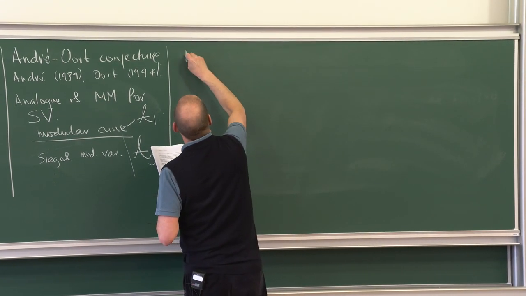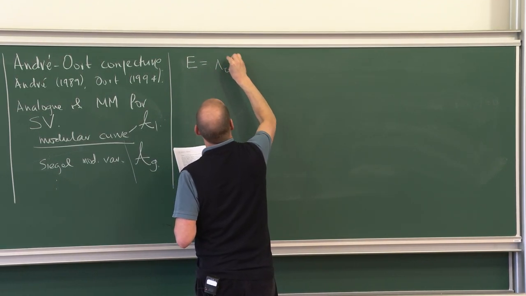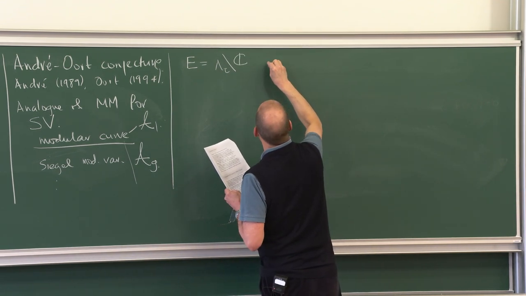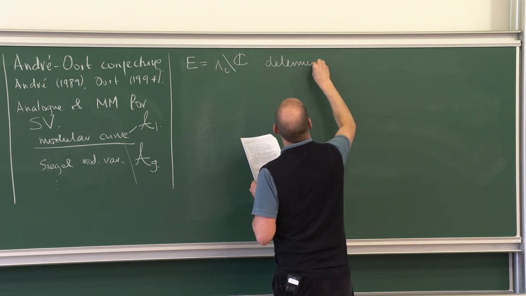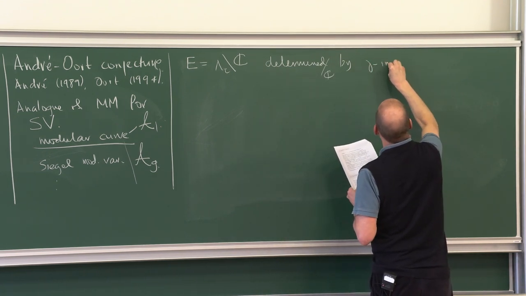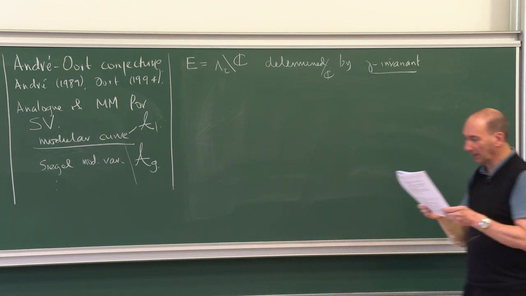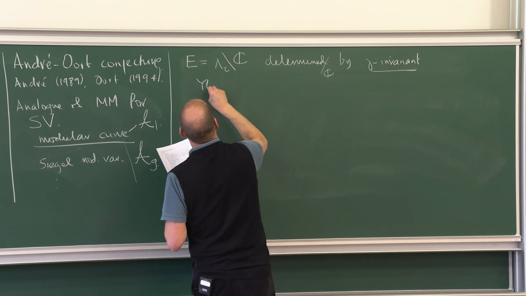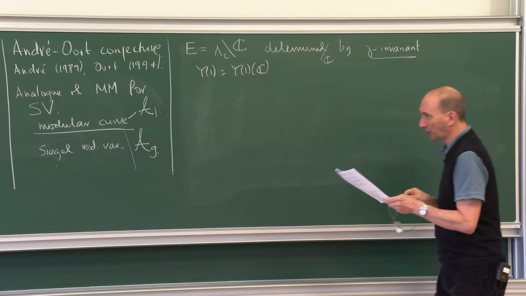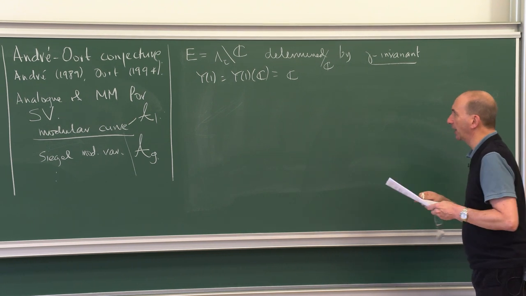So an elliptic curve, which we know is the quotient of the complex numbers by some lattice, Z plus Z tau, is determined up to isomorphism over C by its j-invariant, which is a complex number and can be any complex number. Thus Y1, the moduli space of elliptic curves, which I'll identify again with complex points, is simply the complex numbers.